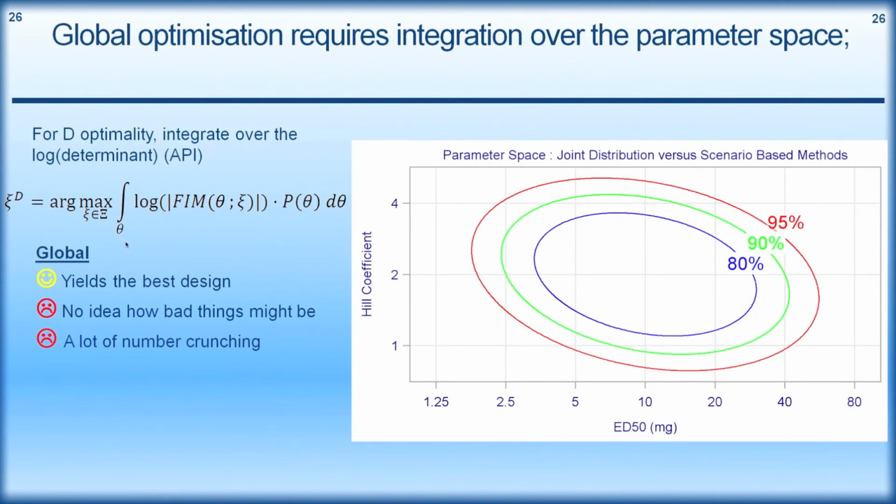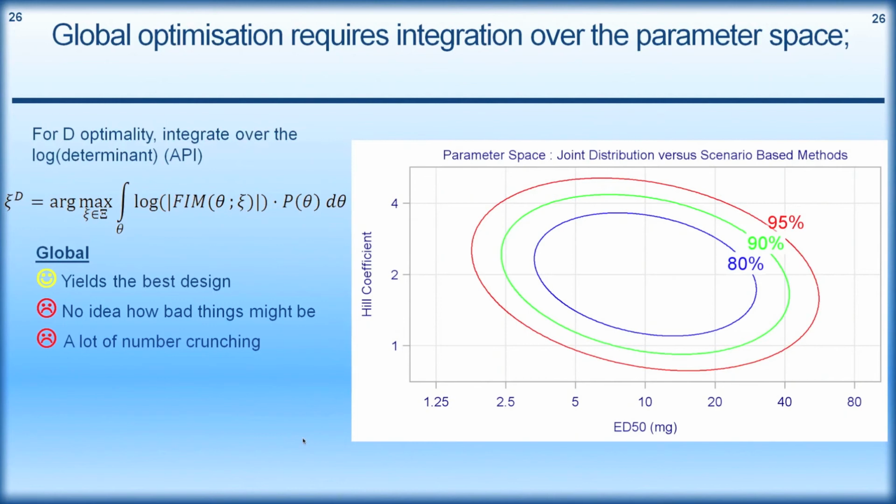What's good about globally optimal designs? Well, they yield the best design. Given our current state of knowledge, it comes up with a design which is going to do best. It's going to weight this point more heavily than this point, and these points and these points, and that's what we would expect it to do.